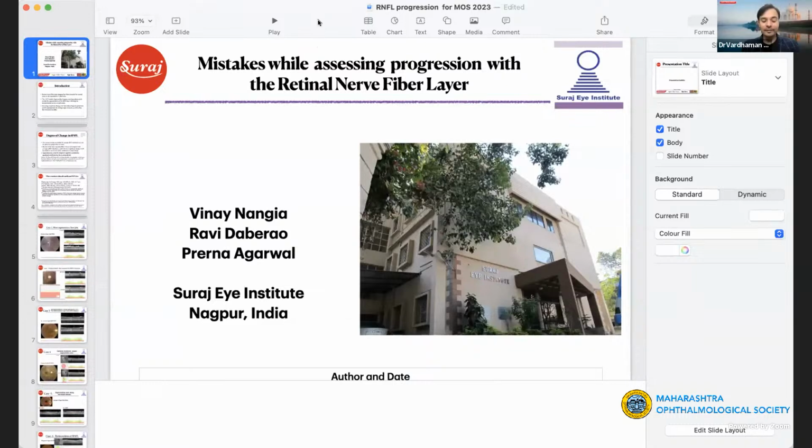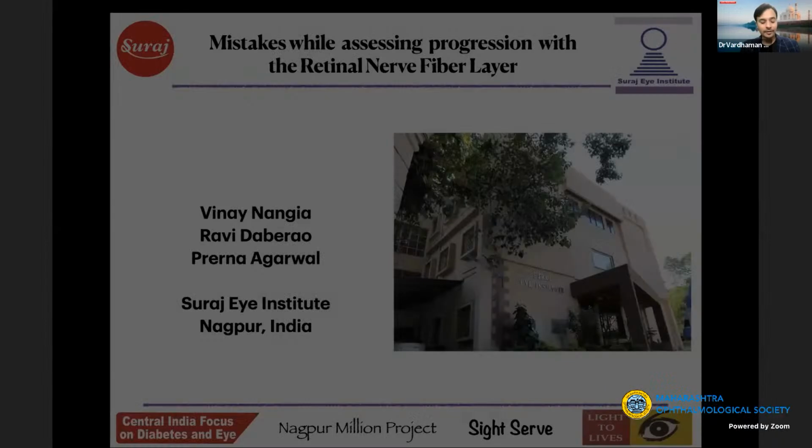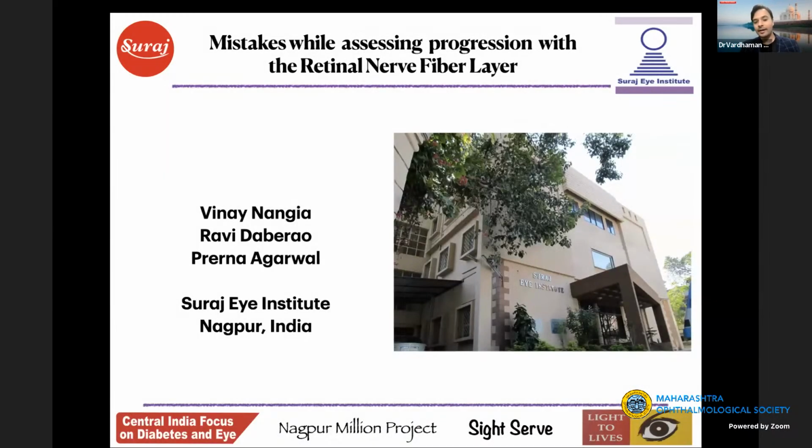Next, once we have initiated the therapy, of course, a common mistake is in analyzing the progression, in spite of putting them on the initial therapy. And to talk about the mistakes in progression analysis in the RNFL, we are going to have Dr. Vinay Nangia sir.